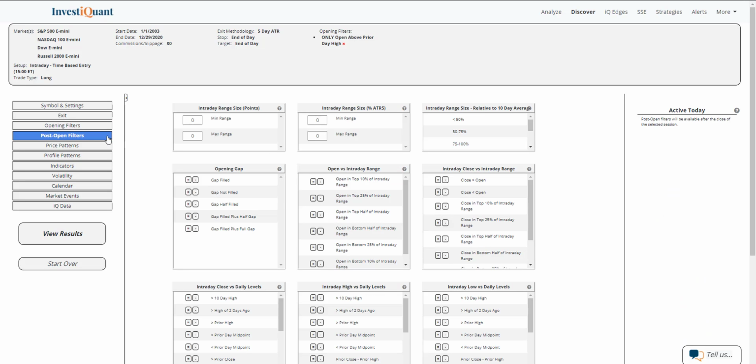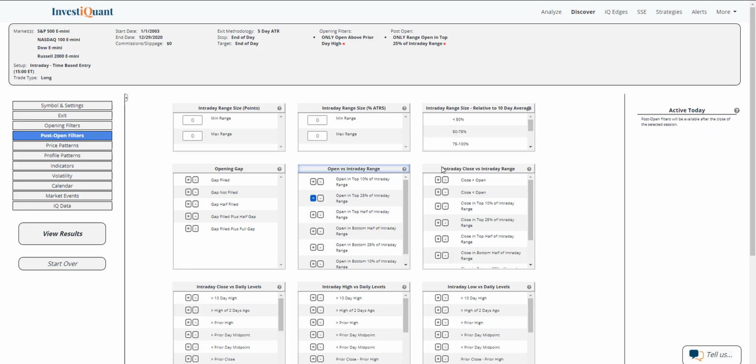Next, I'm going to go into the post-open filters, and this is where I can create the intraday price action that we've seen, where we open near the highs and we're trading near the bottom portion of the range as we approach the end of the session. So what I'm going to select here is that the open was in the top 25% of the intraday range, and that means the intraday range as of the entry time, which I've got set to 3 p.m. So that is very likely to be true.